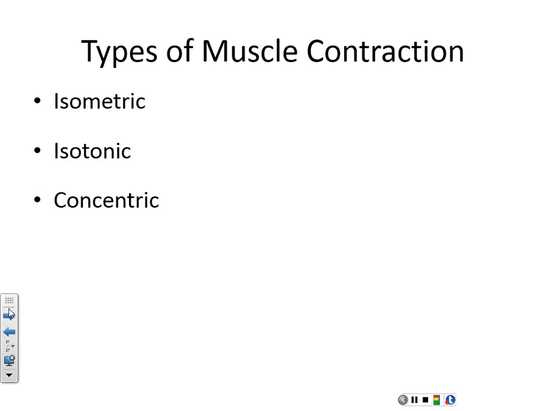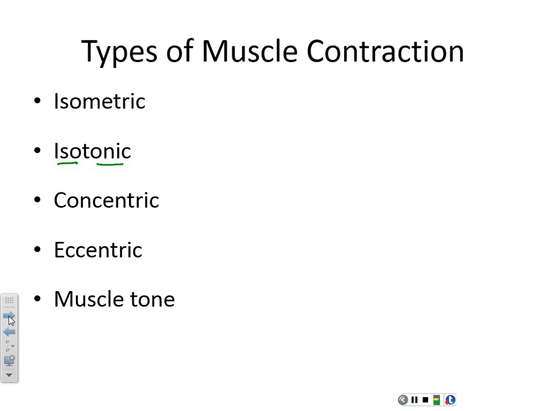So these are just types of muscle contraction, right? Iso means same. Metric means length. So isometric: the muscle is contracting with the same length but different tension. Isotonic means same tension. The muscle will contract with the same tension, but it will change in length.